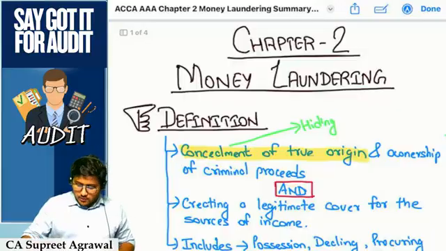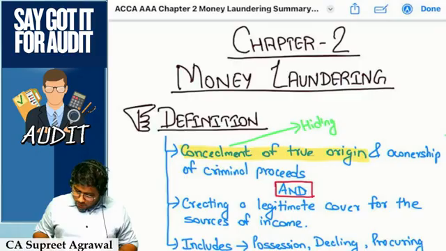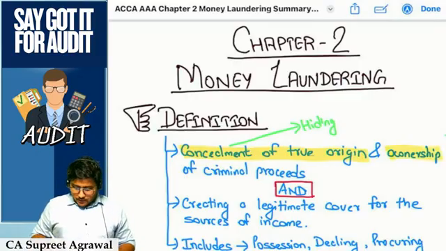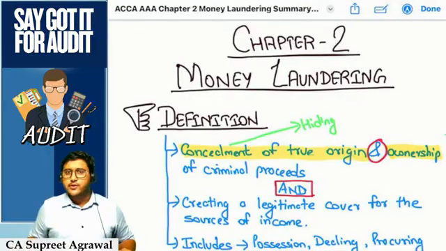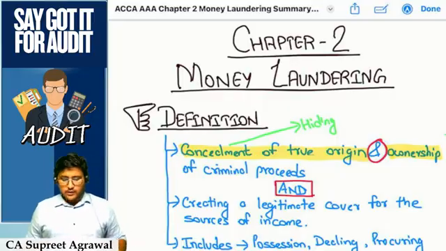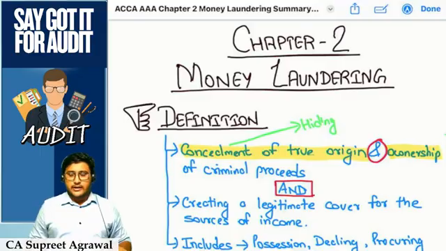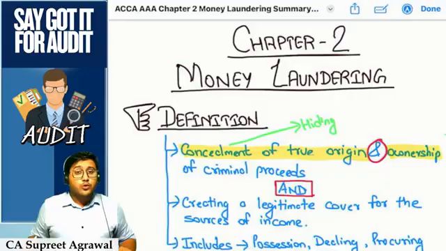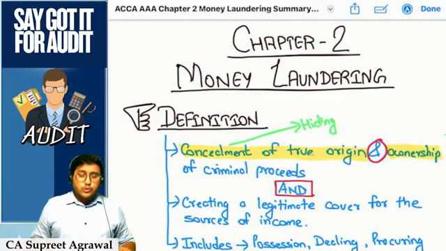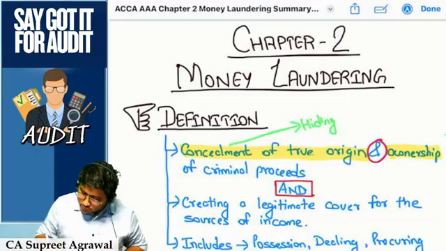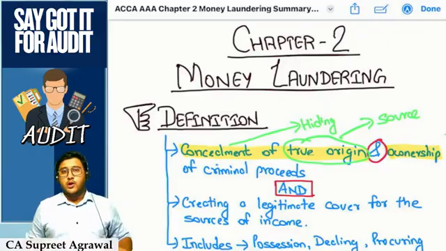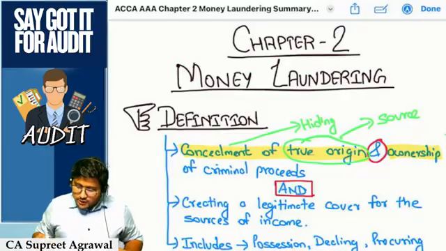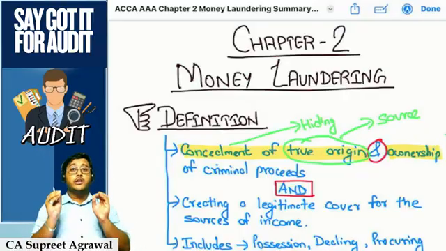And ownership. Now this "and" is not read as meaning that both these conditions should be satisfied. That is not the case here. This is a general definition, not the law definition that we study in our curriculum. Either you try to hide the true origin, which is the source, or ownership of criminal proceeds. Not everything, of criminal proceeds only.